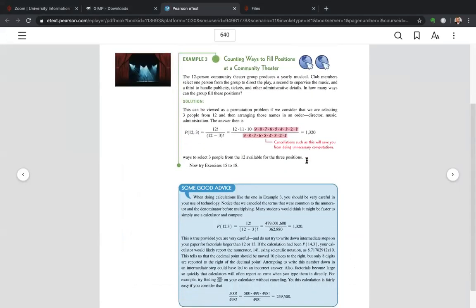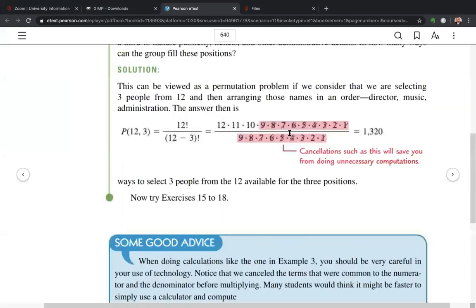Counting ways to fill positions at a community theater. I must admit to you guys, and this will probably come as no shock to anybody, but community theater is near and dear to my heart. When I was in high school, I was in a number of plays and musicals, and I actually had the lead in a couple of shows. So I've always been a bit of a ham. So I really like this problem.